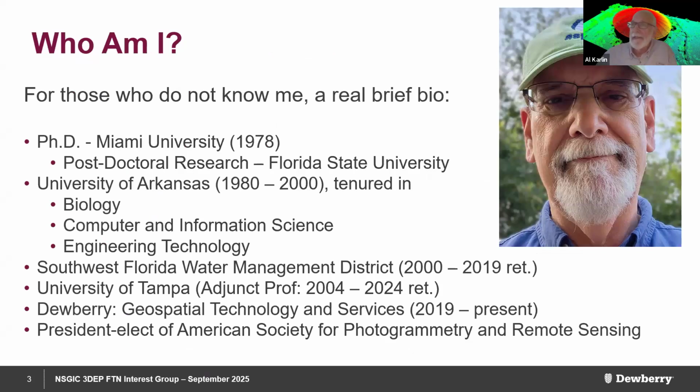Okay, for those of you who don't know me, a real brief bio. I got my PhD at Miami University, and that's in Ohio, not here in Florida, in 1978, in theoretical population biology. And theoretical population biology is just another way of saying multidimensional statistics using genetic algorithms. So believe it or not, back in the mid-70s, we were using what's now become random trees, or talked about as random trees, genetic algorithm for determining genetic relationships among populations.